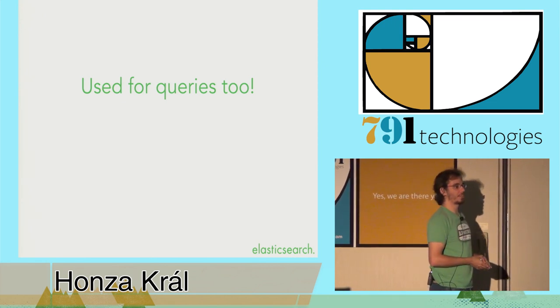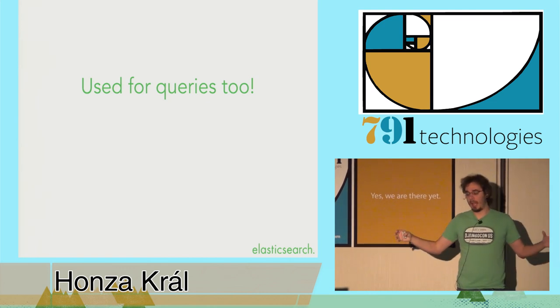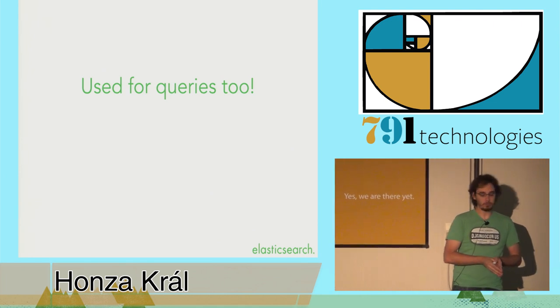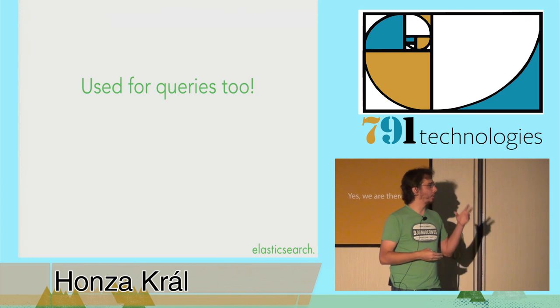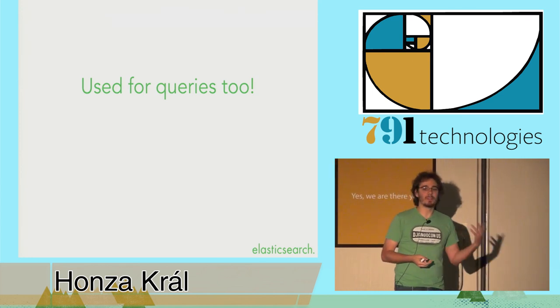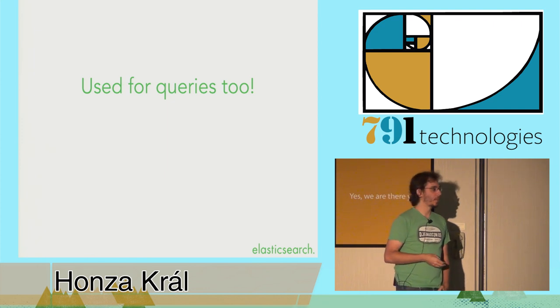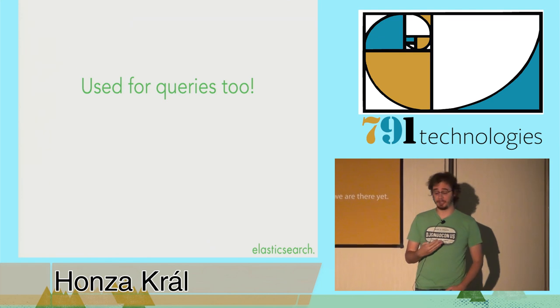So this was analysis. This is the process of actually taking the text and splitting it up and populating the inverted index. During this process, we got all the tokens. We obviously have the document ID to put into the posting list. So now we have all we need to actually build the inverted index.